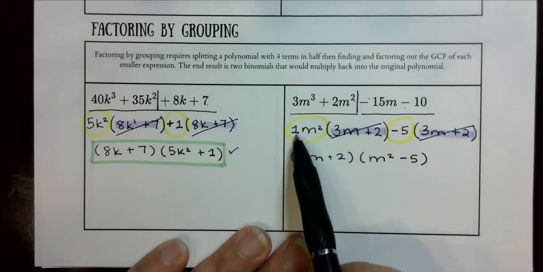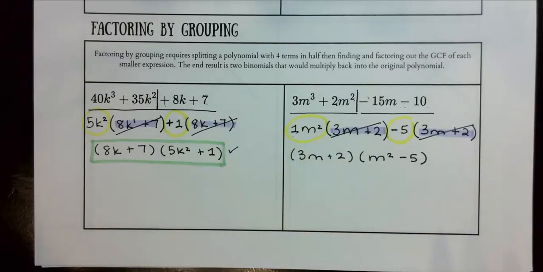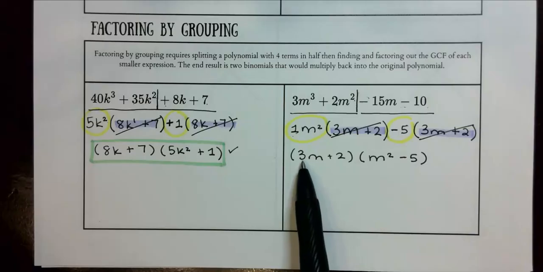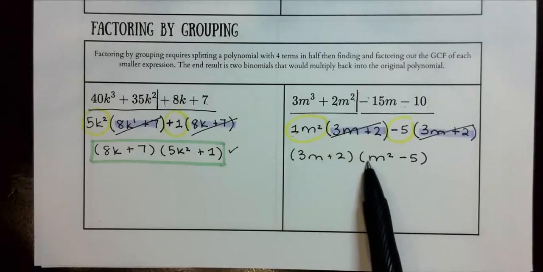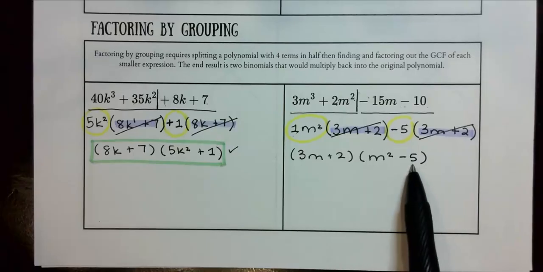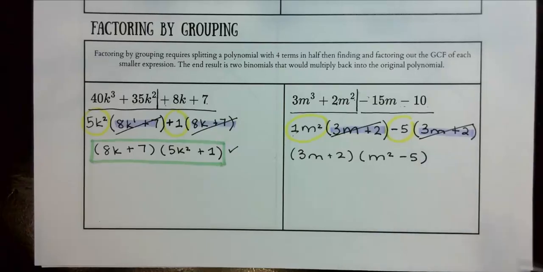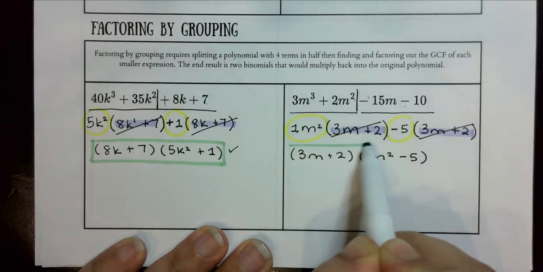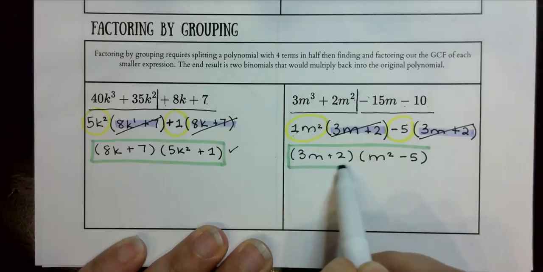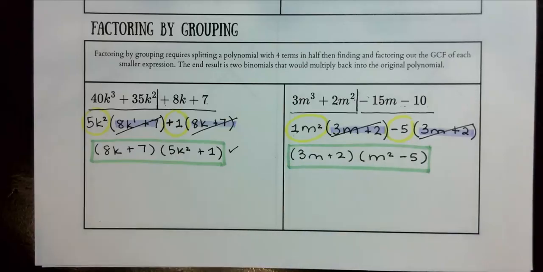Now remember, even though there's a 1 here, I can leave it off because it's understood. So if it's not there, I know there's a 1 there. You can keep the 1 there if you want to. Now if I do the GCD on 3 and 2, I'm going to get a 1. If I do the GCD on the understood 1 and the 5, I'm going to get a 1. So that lets me know I cannot factor this any further. So that is my final answer.